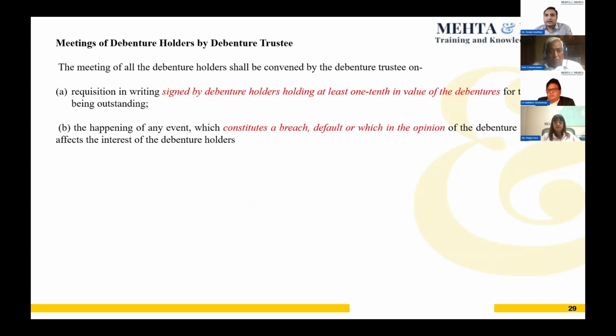Where at any time the trustee comes to a conclusion that the assets of the company are insufficient or are likely to become insufficient to discharge the principal amount as and when it falls due, the debenture trustee may file a petition with the tribunal, that is NCLT, and the tribunal by order may impose such restrictions on incurring any further liabilities by the company as considered necessary in the interest of the debenture holders.